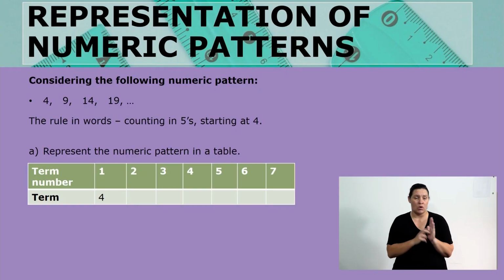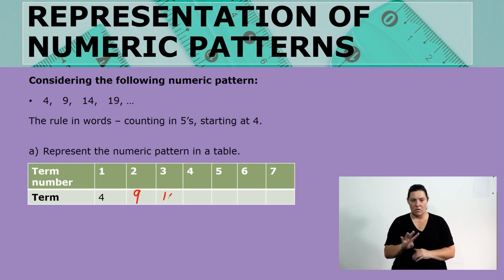But let's look at another example, still the same example that we looked at before. So when we look at the rule in words, we say here that we are counting in 5s because remember the difference was 5, except that we have started there at 4. So from 4, we are counting in 5s. Let's fill out the table and see what we get there. So from 4, 9, 14, let's fill it out there. The second term is 9.